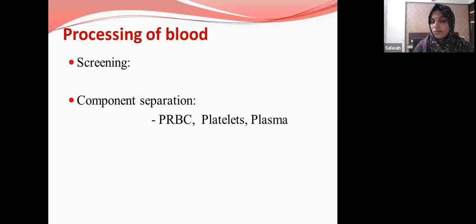Now, coming to the processing of blood, this is done in the blood bank. After collecting blood from a donor, it has to be screened for 5 diseases. It includes HIV, hepatitis B, hepatitis C, syphilis and malaria. Out of these, HIV, hepatitis B, C and syphilis are tested using the ELISA method, and malaria by rapid cards. Then we have to separate the blood into components if required. The components are packed RBCs, platelets and plasma.